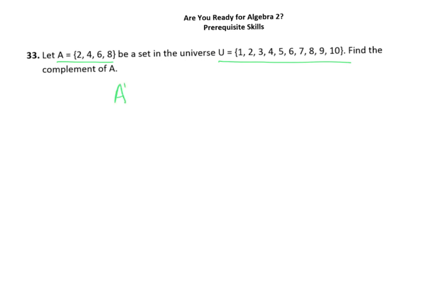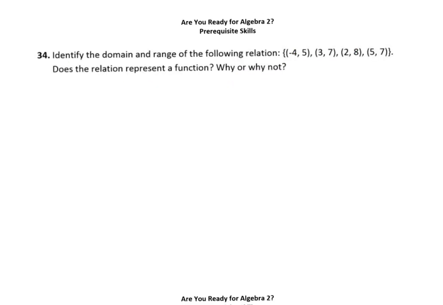The complement is all the numbers that are not included in A. So I'm going to show that by saying A and then this little apostrophe after it. That shows that it's the complement of A. And it is equal to all the numbers that were not in A. So I'm going to cross off 2, 4, 6, 8. So the complement of A is everything that's left over, which would be 1, 3, 5, 7, 9, and 10. Pretty straightforward.